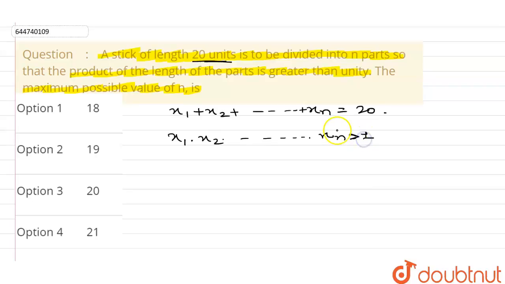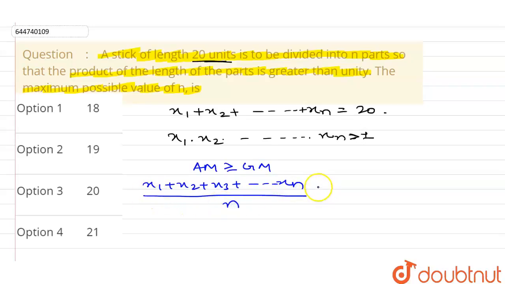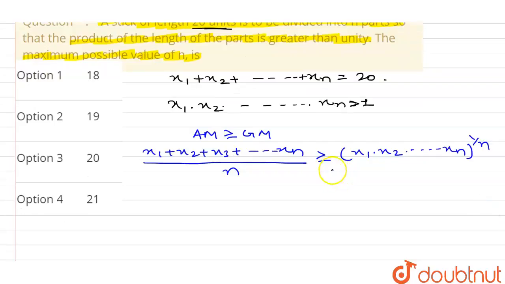Okay, and we know the relation between AM and GM: AM is greater than or equal to GM. So from here I can say (x1 plus x2 plus x3 up to xn) upon n is greater than or equal to (x1 x2 up to xn) to the power 1 by n. This is the relation.